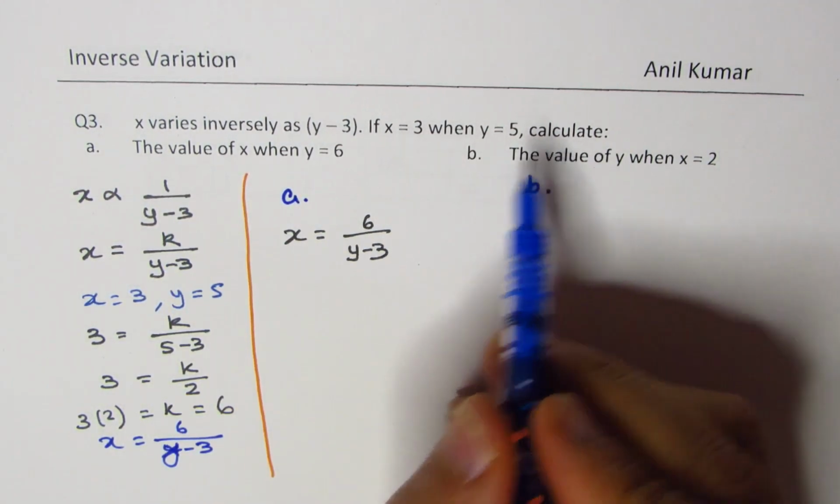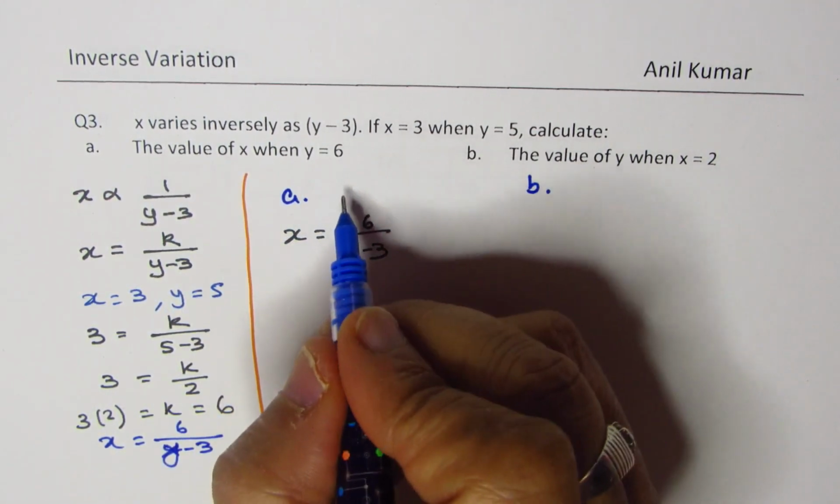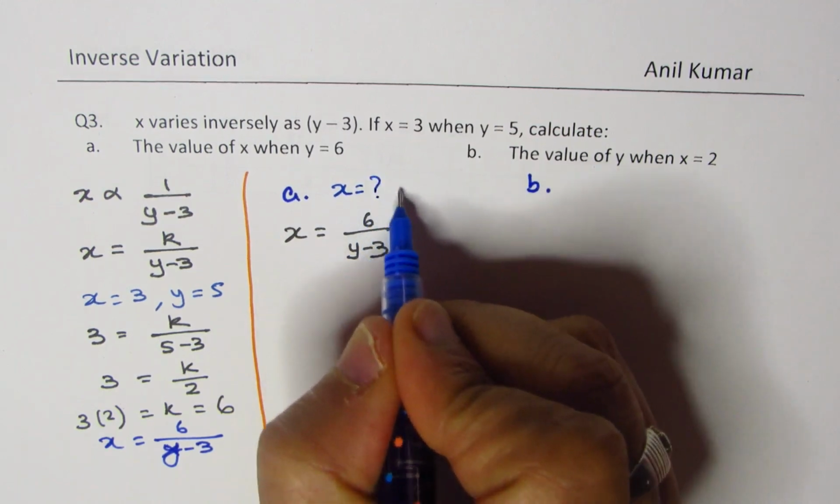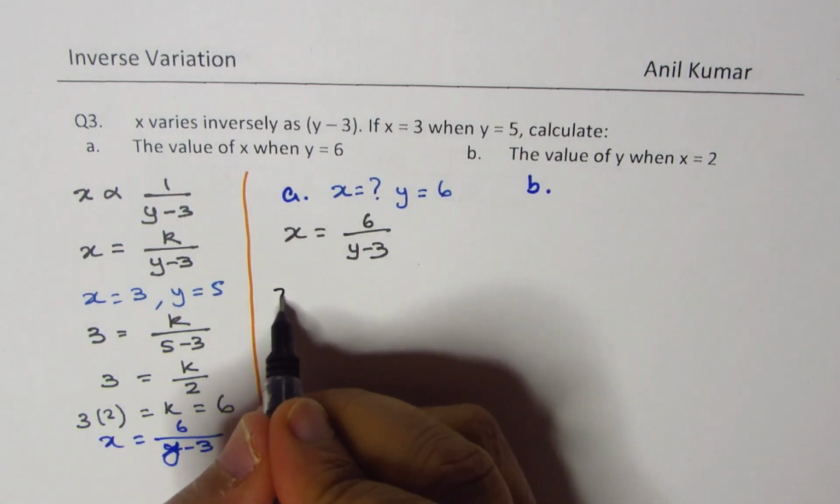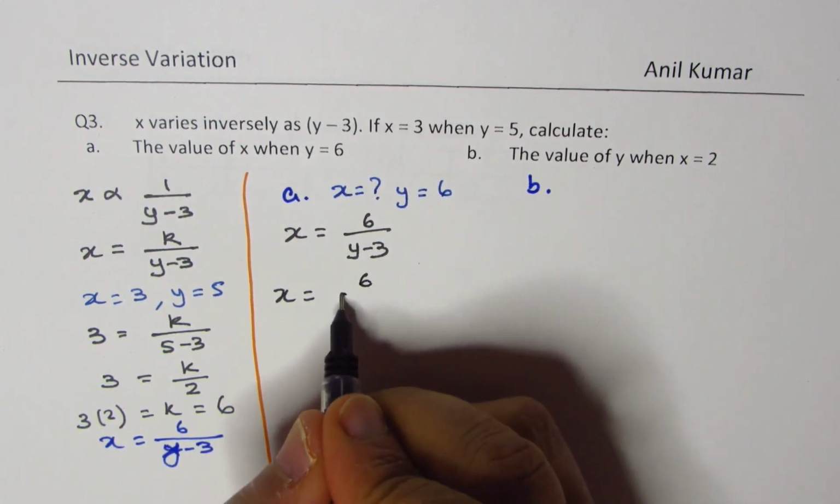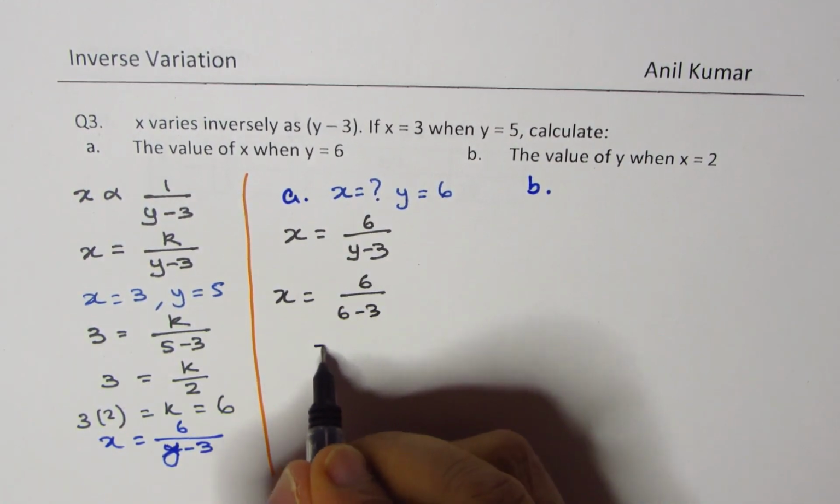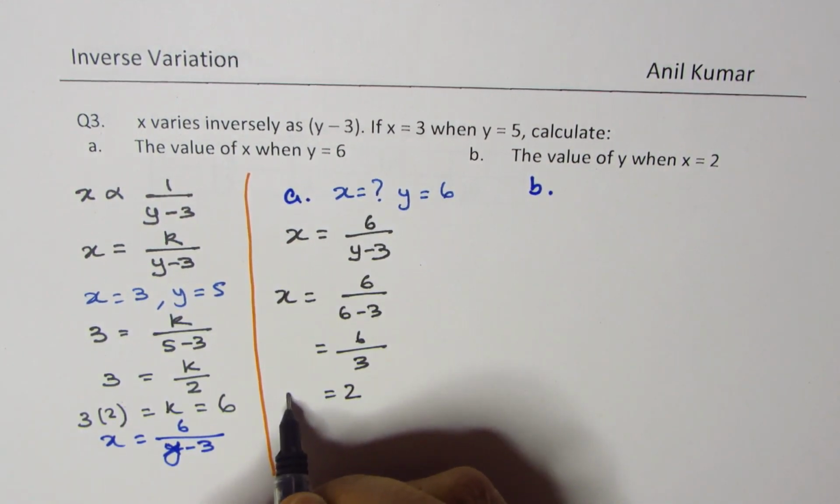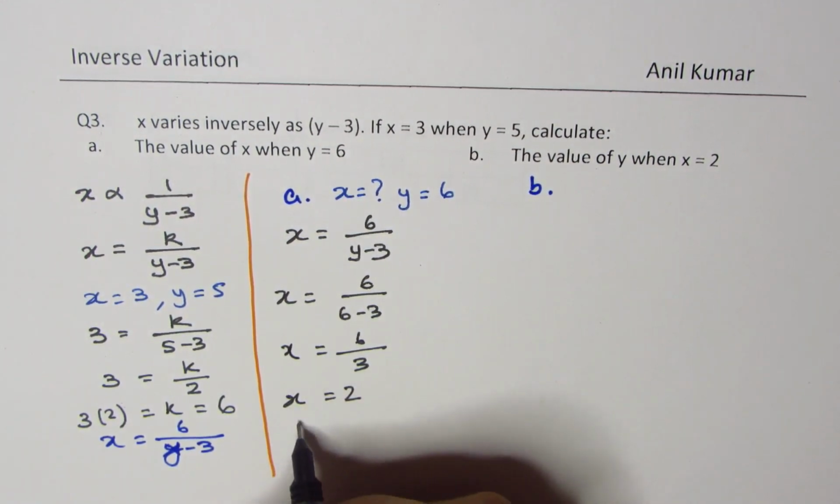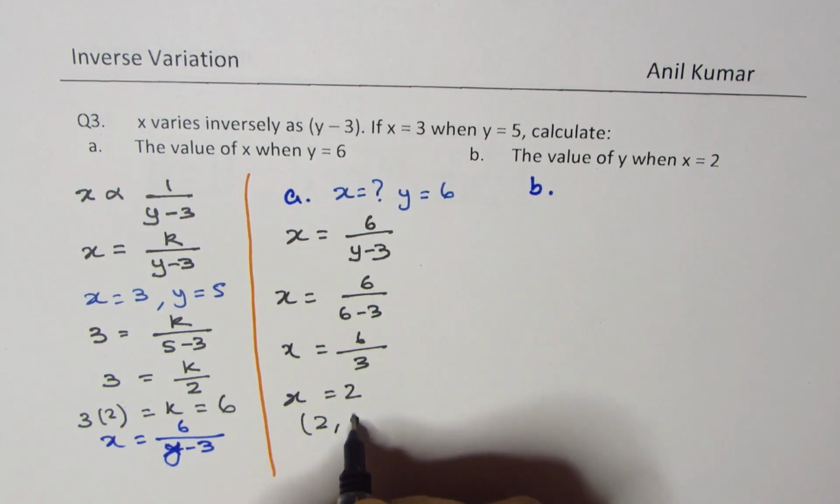A is calculate the value of x when y is 6. So we need to find what x is for y equals 6. So we'll substitute. We get x equals 6 over 6 minus 3, which is 6 over 3, and that is 2, right? So we get x equals 2 for y equals 6.